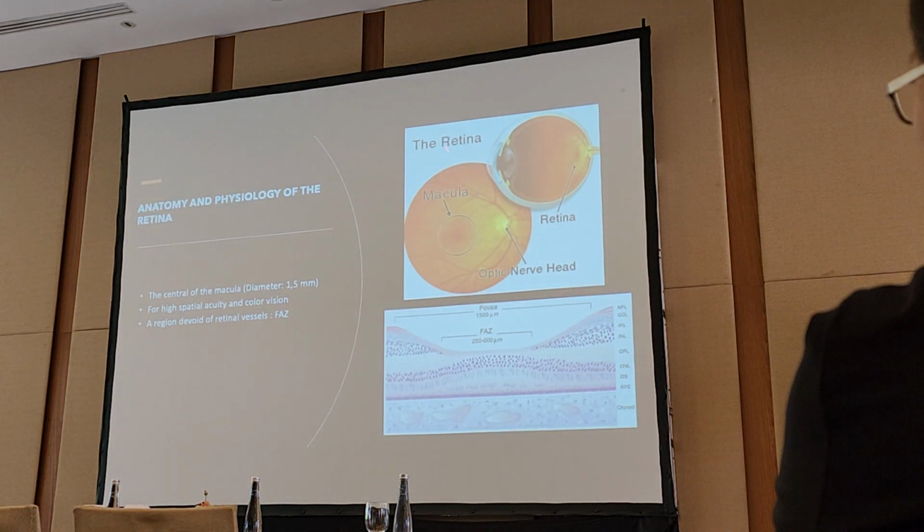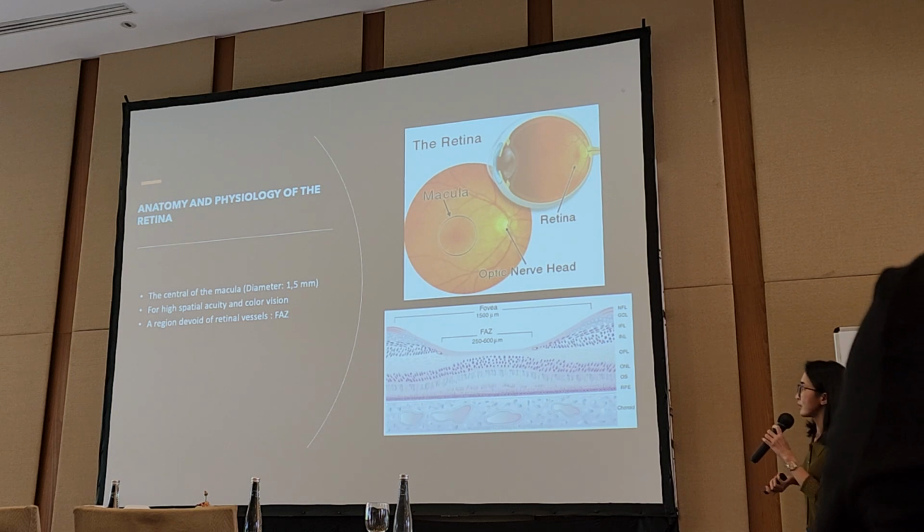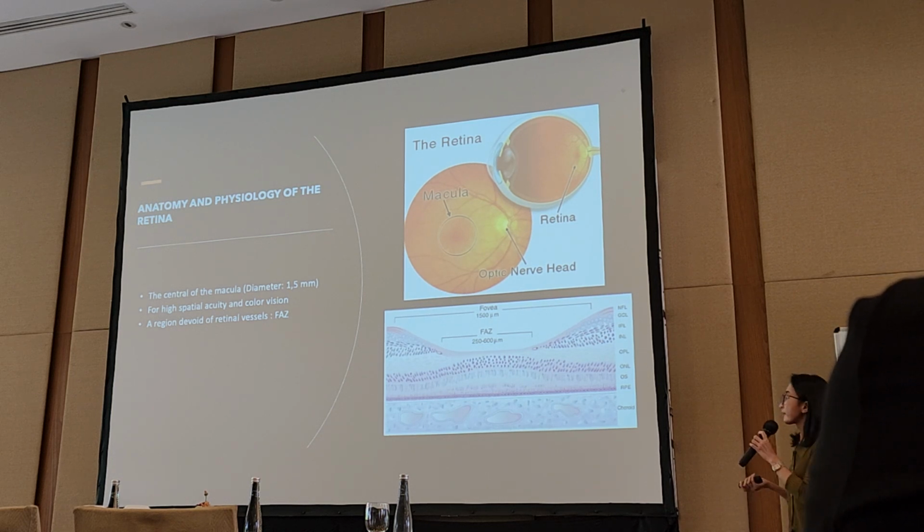The retina is an organ behind the eye, and you can see the macula over here. This is the central part of the retina, and the optic nerve head. The center of the macula itself has a diameter of 1.5 millimeters, for high spatial acuity and color vision. So when a patient has a disease involving the macula, the patient usually suffers not only from reduced visual acuity but also from reduced color vision.